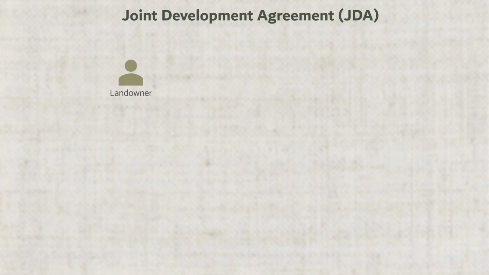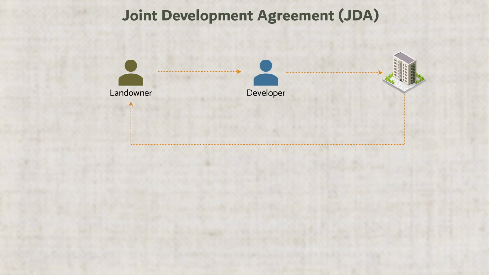If we compare this with JDA, in case of JDA, the landowner is not selling the land. Instead, the land is given to the developer for construction. And once the construction is completed, the landowner gets her or his share of the developed property back. This is the first difference.